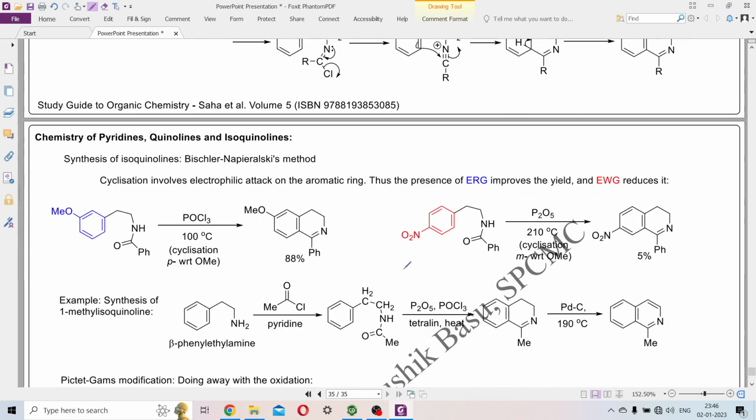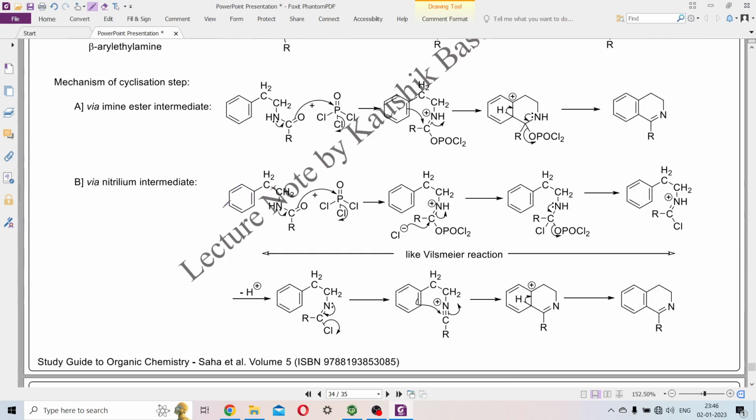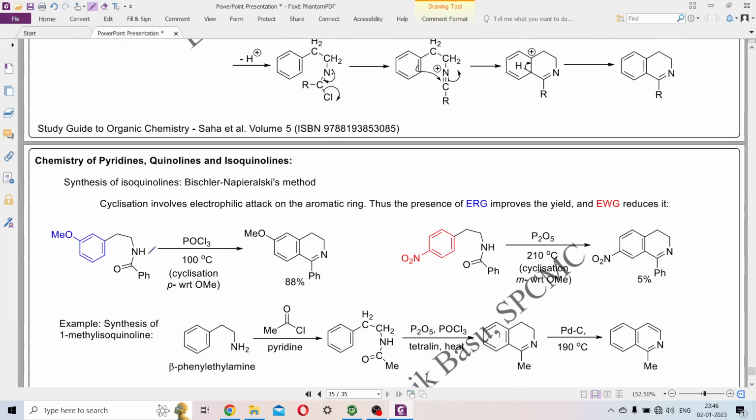And suppose you have substituents present in the ring. Because this is the electrophilic attack from the ring to the nitrilium ion, or could be the iminoester linkage, whatever, it's an electrophilic attack onto the ring. So if you have electron releasing groups, the reaction is very facile, and you see that the reaction temperature is only 100 degrees centigrade, and the yield is 88%.